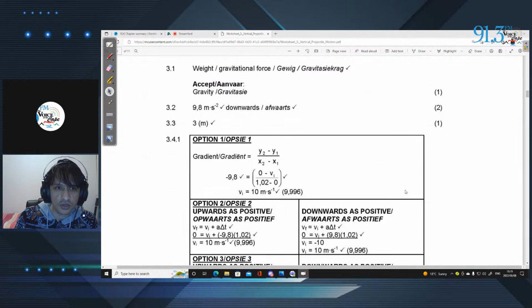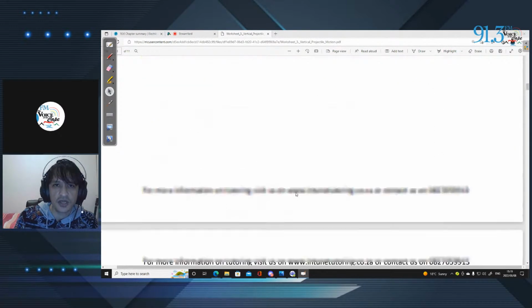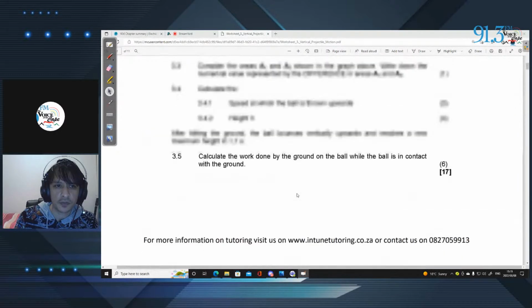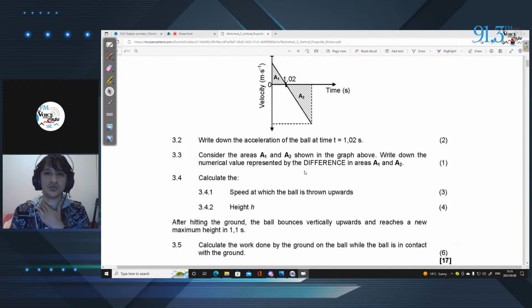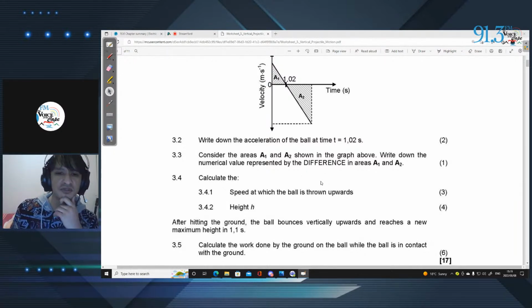3.2. Here we go. Yeah, 9.82. Then 3.3 is: consider the areas A1 and A2 shown in the graph above. Write down the numerical value represented by the difference in areas A1 and A2.